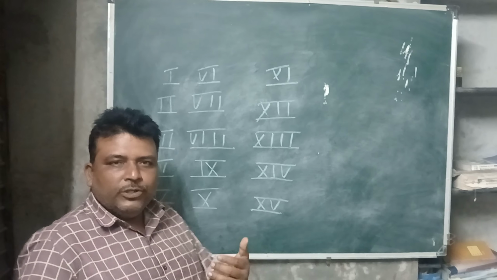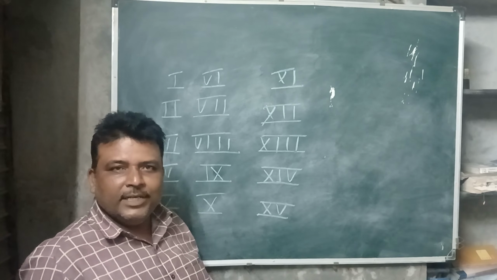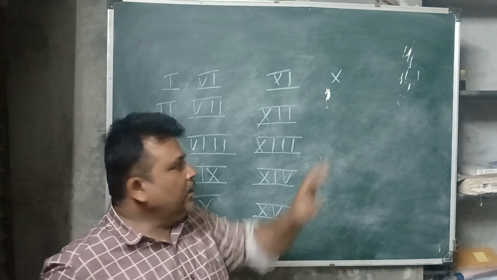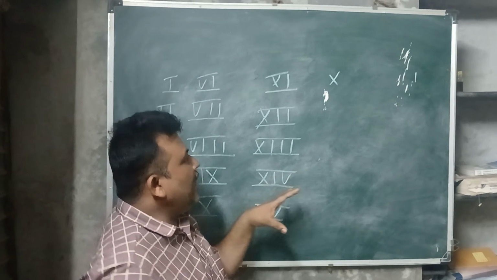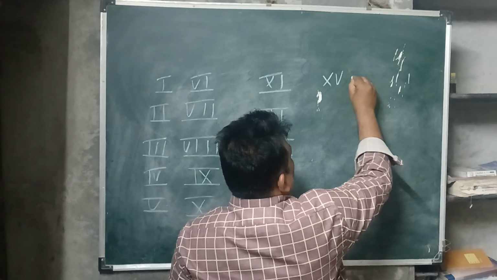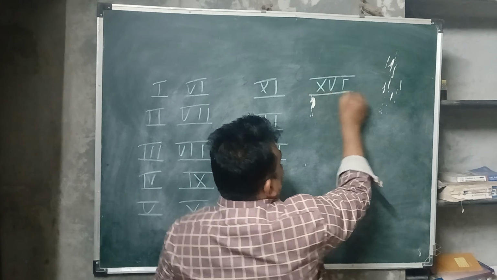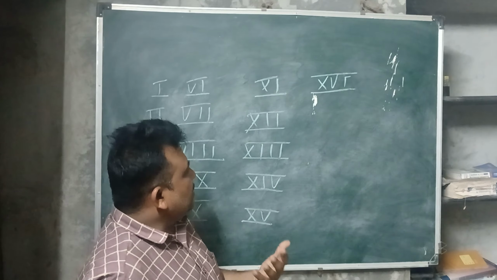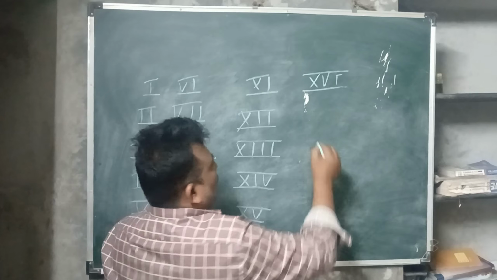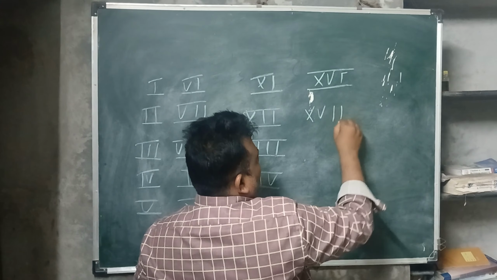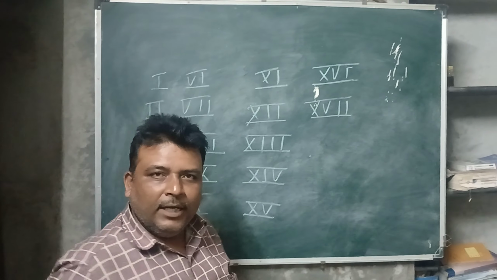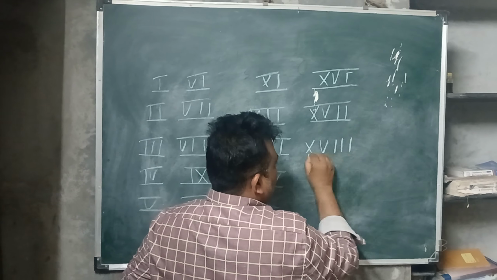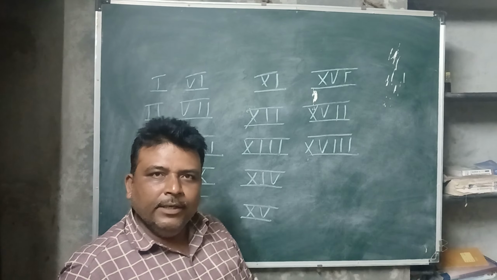Now I am going to teach you how to write 16. It is very easy, guys. This is 10, you know that this is 10, right? Then if I add 5 after it, and this will be 1, so this will be 16. It is an easy task. This is 10, this is 5 and this is 2, so this becomes 17. Then this is 10, this is 5 and this is 3. This means this is 18.